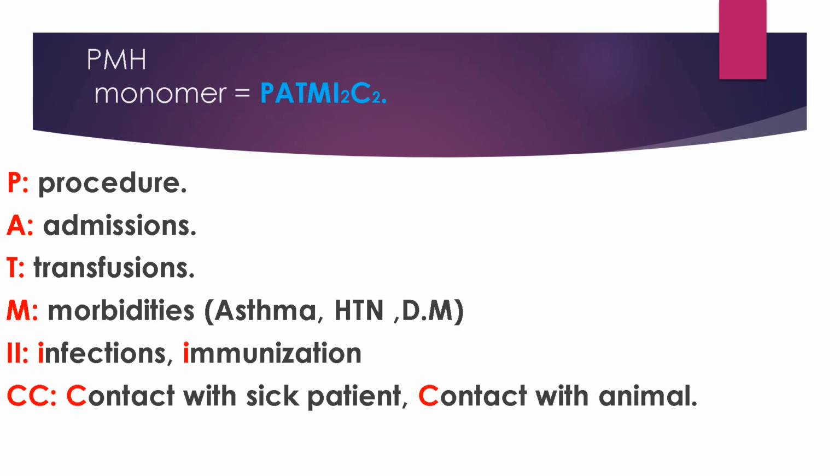For the past medical history, there is also a special monomer that you can also memorize so that you will not miss anything. PATMIC. P stands for procedures, A stands for admissions, T stands for transfusion, transfusion of blood, plasma, and so on. M stands for morbidities like bronchial asthma, hypertension, diabetes. I stands for infection or immunization, and C stands for contact with sick patients or contact with animals.